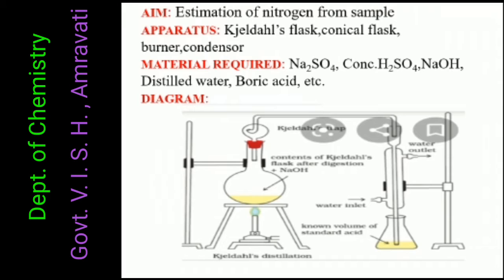The apparatus required for this experiment are Kjeldahl flask, conical flask, burner, condenser, thermometer, etc. Materials required are sodium sulfate, concentrated sulfuric acid, sodium hydroxide, distilled water, boric acid, etc. The diagram is shown here.